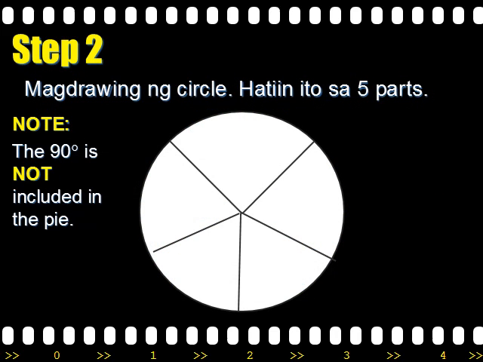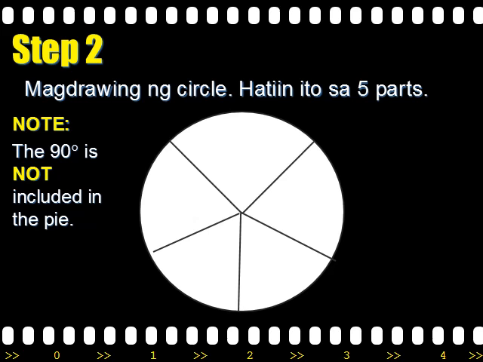Okay, now, ito na yung next step. So, pagkatapos natin gawin yung table, magdodrawing na tayo ng circle. So, hahatiin natin to sa 5 parts. Now, di ba sa right spherical triangles, meron tayong 6 parts. Pero dito, bakit 5 parts lang? Kasi, yung angle na 90 degrees, hindi natin siya isasama sa pie natin. Ibig sabihin, hindi natin siya ipaplat dito. So, minus siya dun sa ipaplat natin. So, ibig sabihin, ipaplat natin ay 5 parts lang. Kaya, 5 lang yung ginawa nating partition.